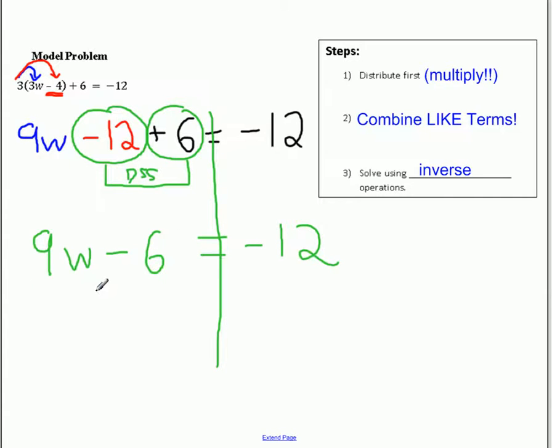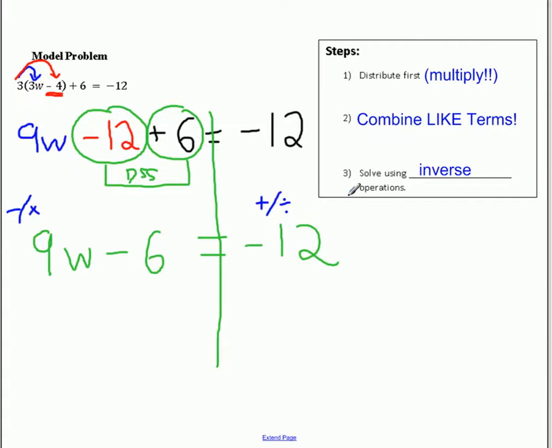Alright, so just for my own sake, for my little notes on the side, I see 2 operations here. Some people have to do this. Some people need it just to organize their thoughts. Some people don't. It's up to you. I see subtraction, and I see this, which means multiplying. So I'm going to have to add to undo the subtraction, and I'm going to have to divide to get rid of that multiplication.